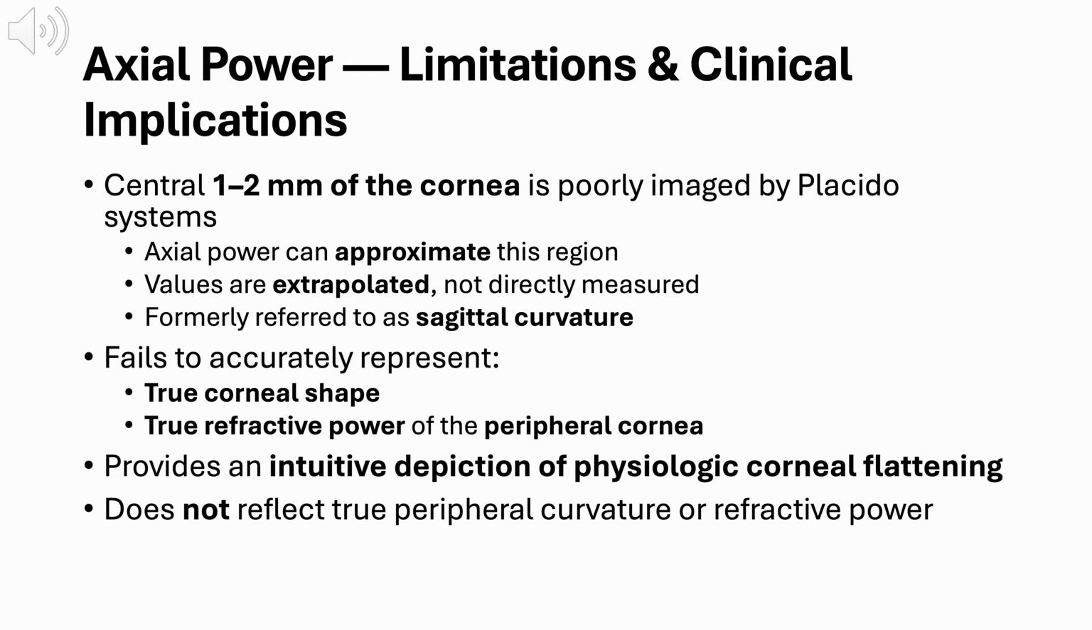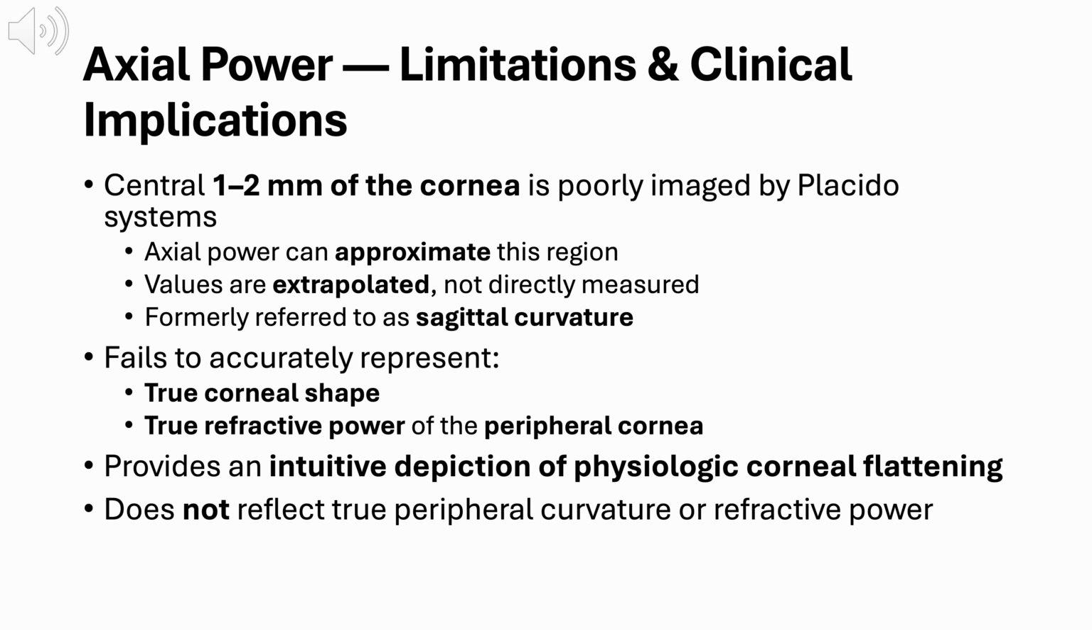Because of this, axial power does not accurately represent the true corneal shape, especially outside the center. It also fails to show the true refractive power of the peripheral cornea. Steep or irregular areas in the periphery tend to be smoothed out or misrepresented.